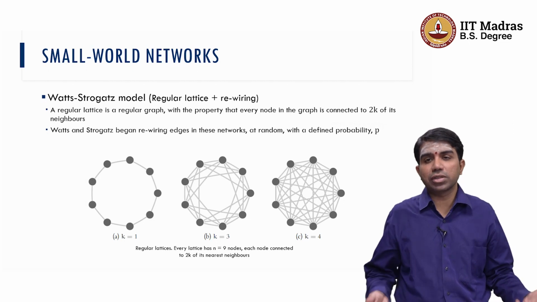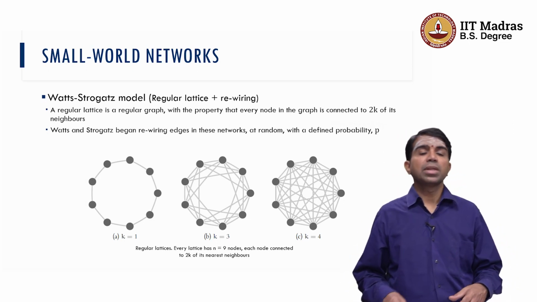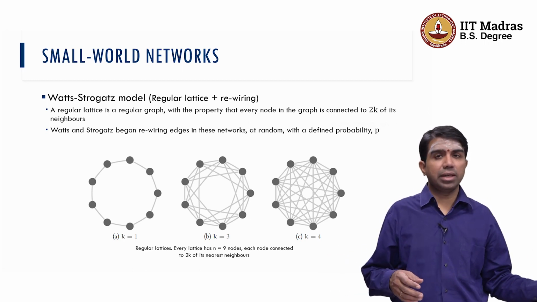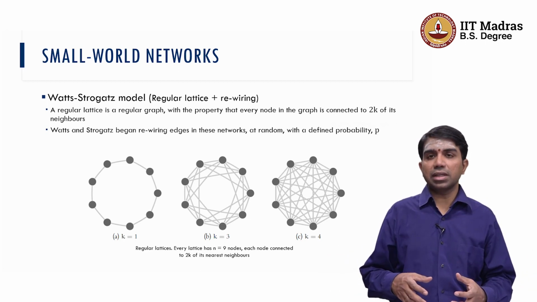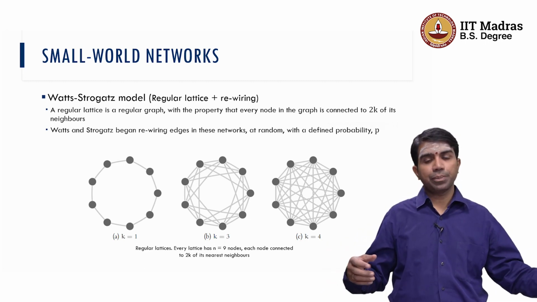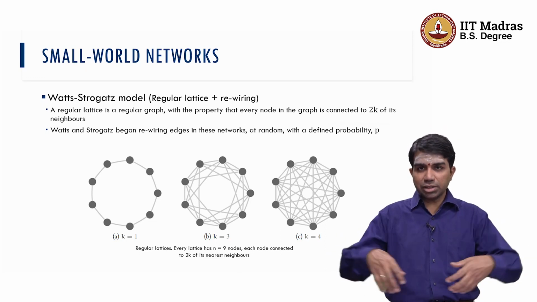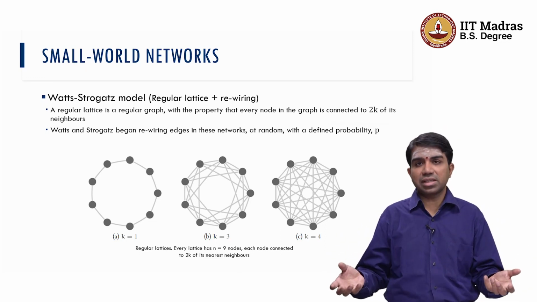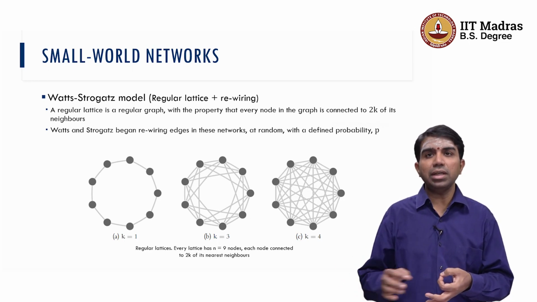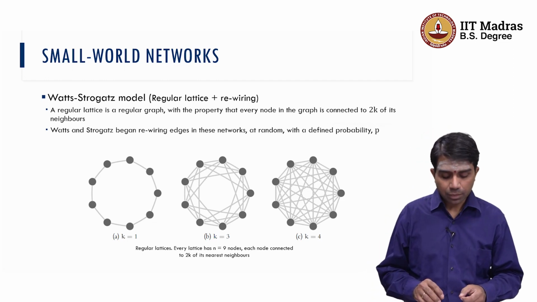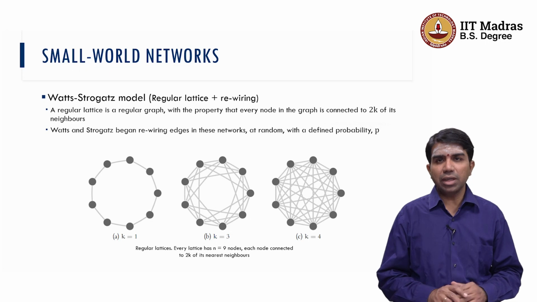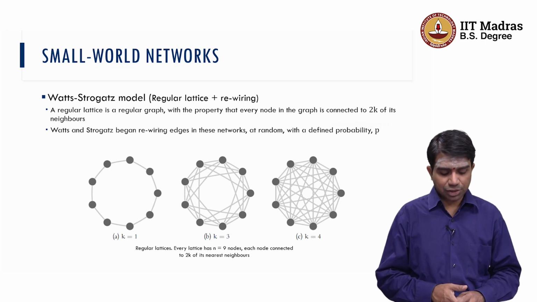Think of this for simplicity as people sitting around a table, and everybody knows k people to either side. So every person sitting at the table knows 3 people to her right and 3 people to her left. So here k is 3 and every node has exactly a degree of 2 into k, 2 into 3, 6. And when you have this, you have short path lengths, that is fine, but you have a very regular structure.